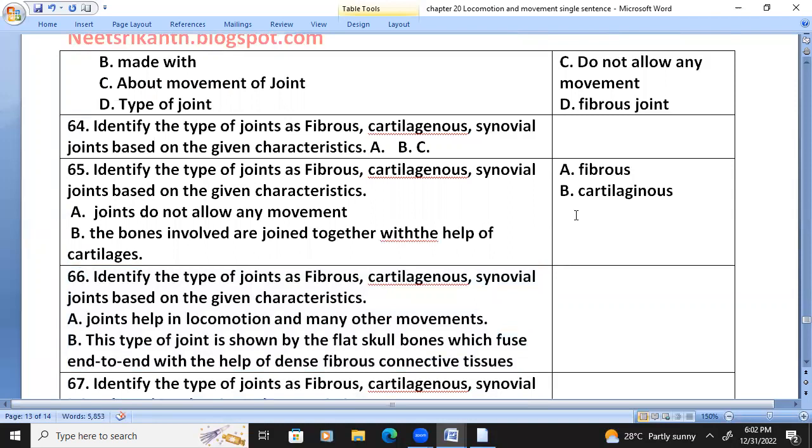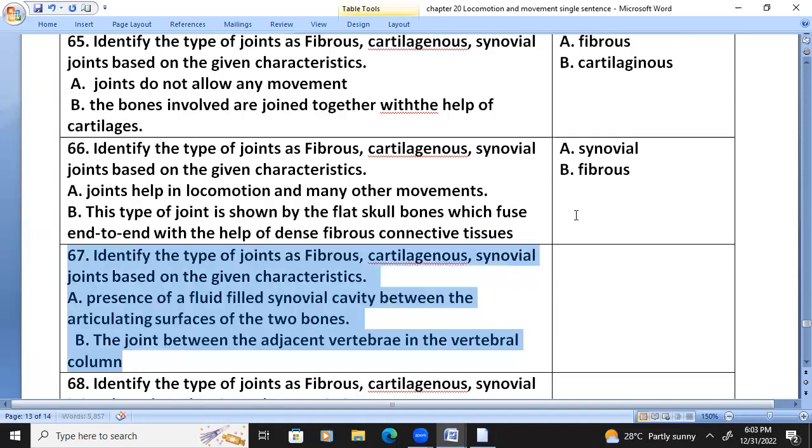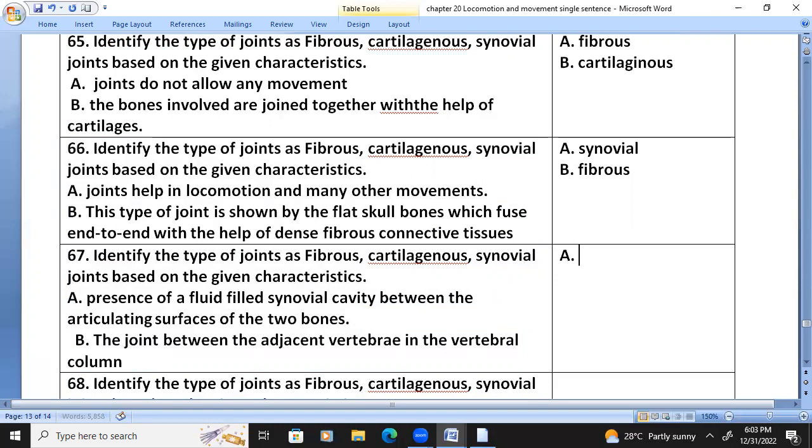Identify the type of joint based on the given characteristics. A joint that helps in locomotion and many other movements is a synovial joint. This type of joint shown by the flat skull bones, which fuse end to end with the help of dense fibrous connective tissue, is a suture, and that is a fibrous joint. The presence of a fluid-filled synovial cavity between the articulating surfaces of two bones indicates a synovial joint. The joint between adjacent vertebrae in the vertebral column is a cartilaginous joint.